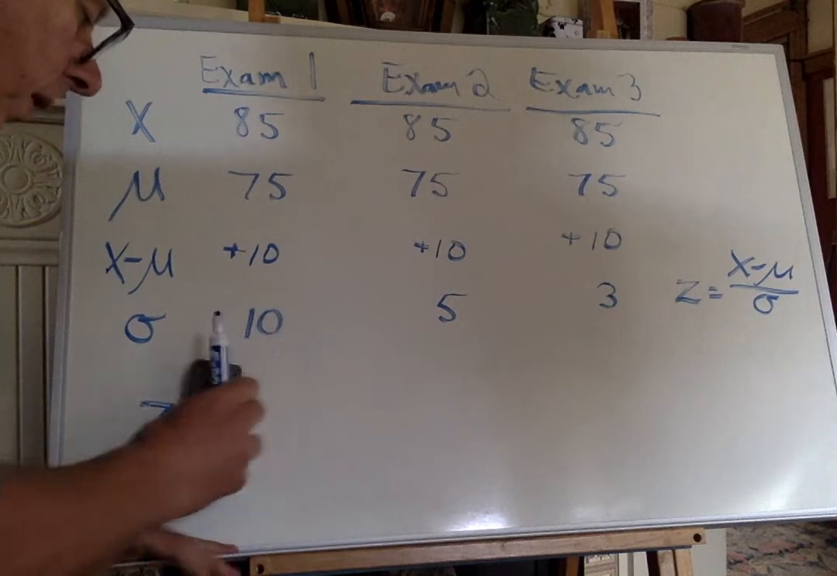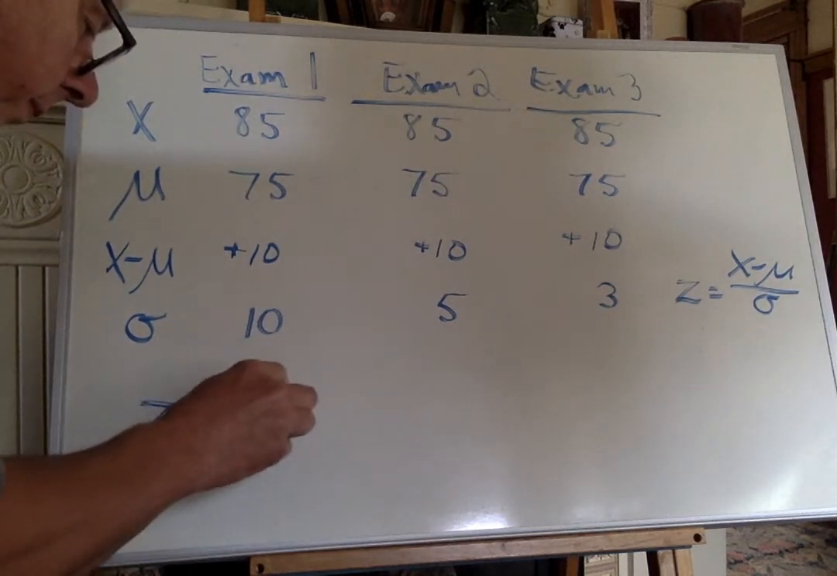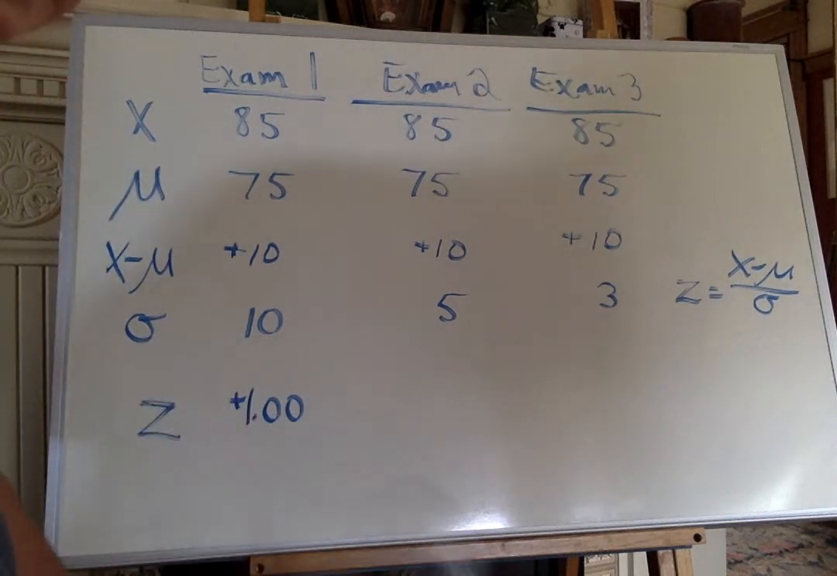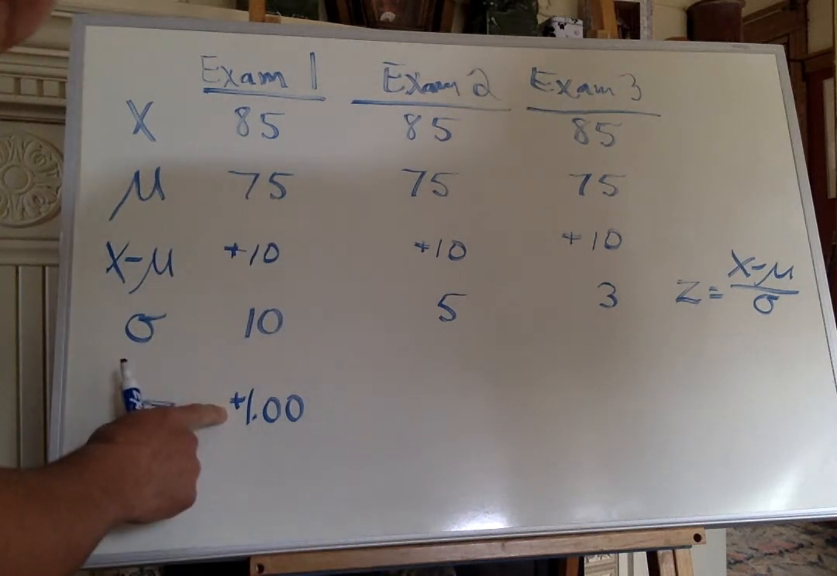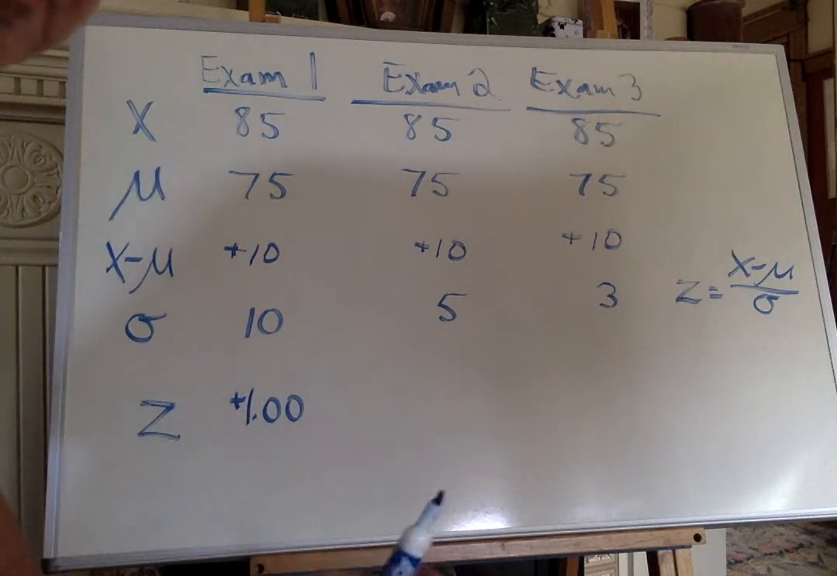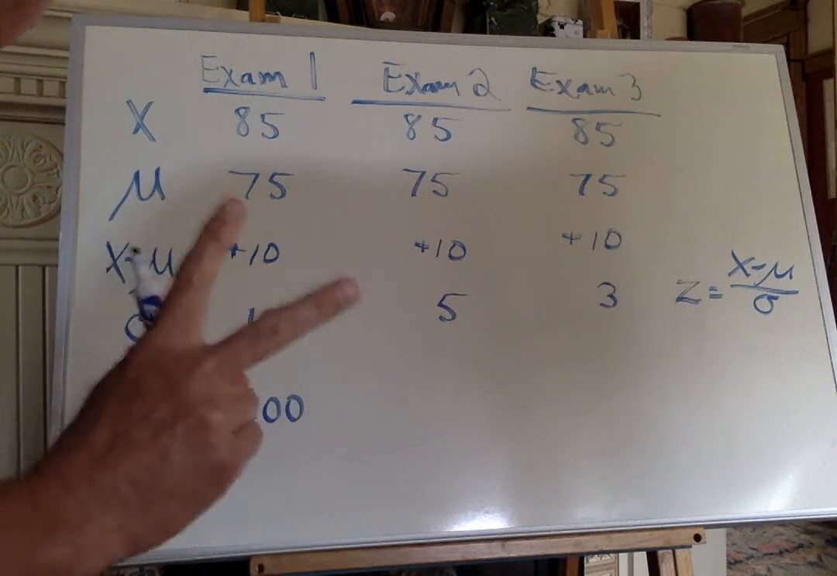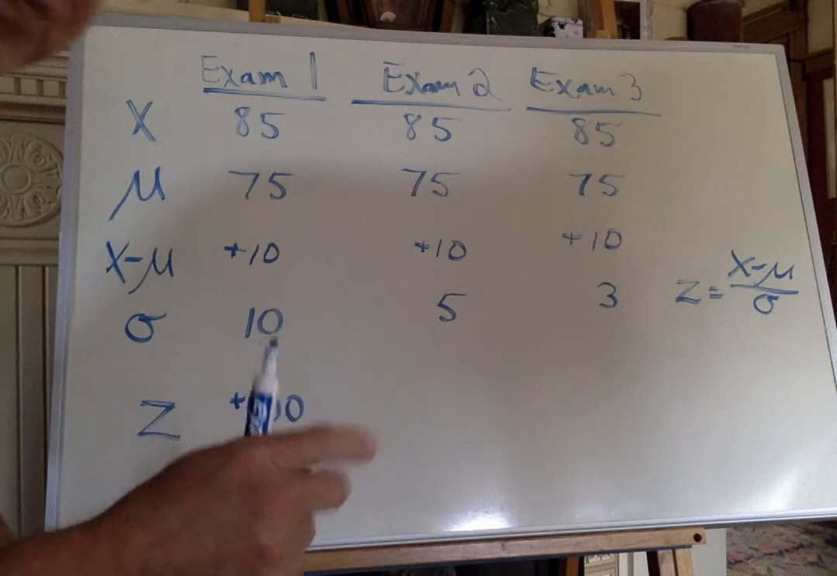So my z-score is plus 1. Make sure you put your decimals in there. And most of the time, I actually will put a plus sign there instead of leaving it implied, because the z-score, in a way, has 2 pieces of information.